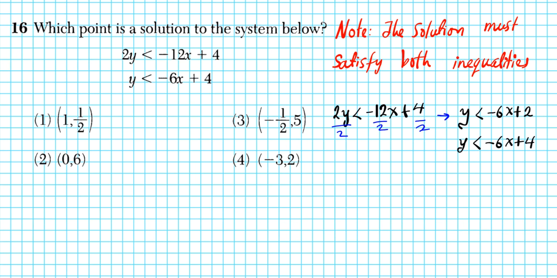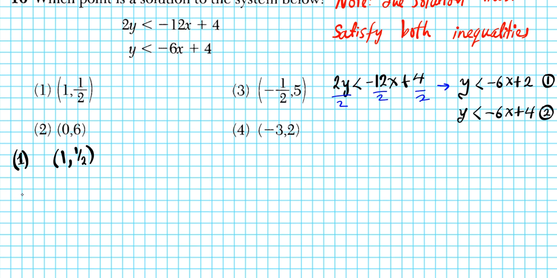Let's call this inequality 1 and inequality 2. So let's test option 1, where we have the coordinate pair 1 and 1/2. What we'll do is plug in x for the x's in the inequalities and then y for the y's. Let's start with the first one. For the first one, we'll plug in 1/2 for y. Is 1/2 less than negative 6 times 1 plus 2?